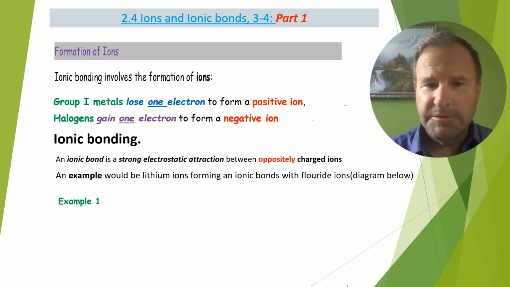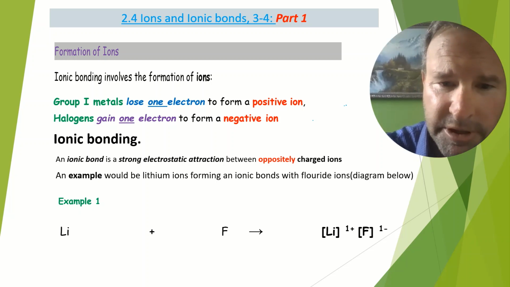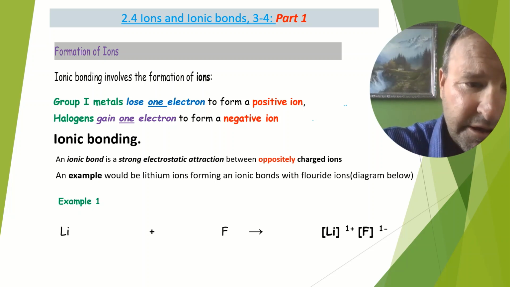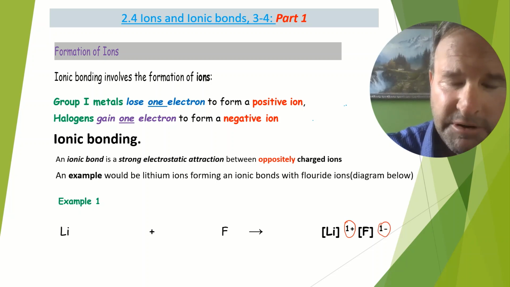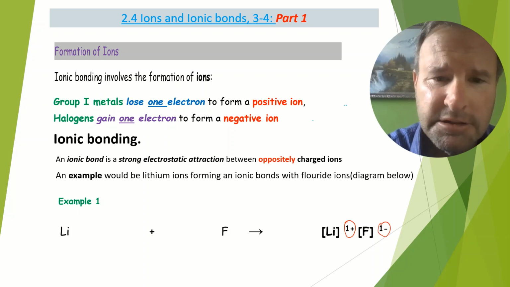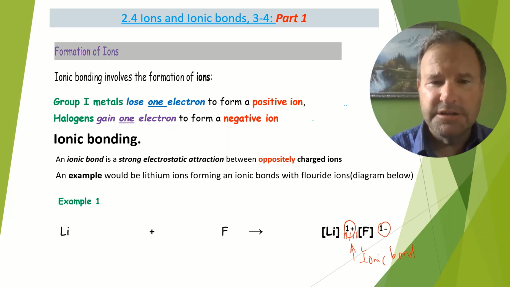We're going to have a look at an example between lithium and a fluoride ion. You can see here that lithium has formed a +1 charge, and fluoride is -1. We've already gone through that in previous slides. If you don't know how to do that, please feel free to look back through my videos. Then it forms a strong attraction between the two, called an ionic bond: the electrostatic attraction between the oppositely charged ions of fluorine and lithium.